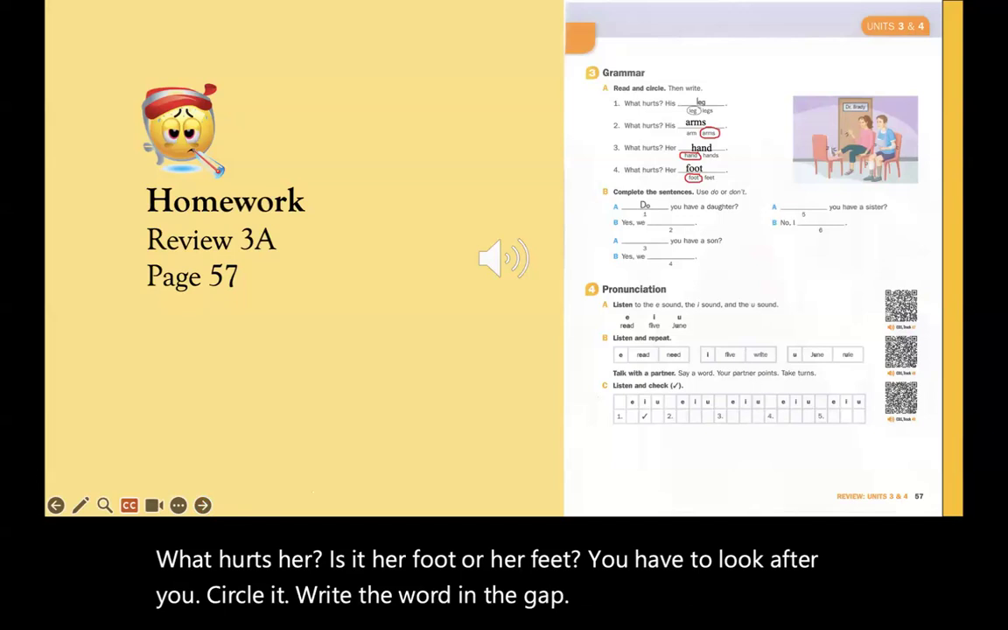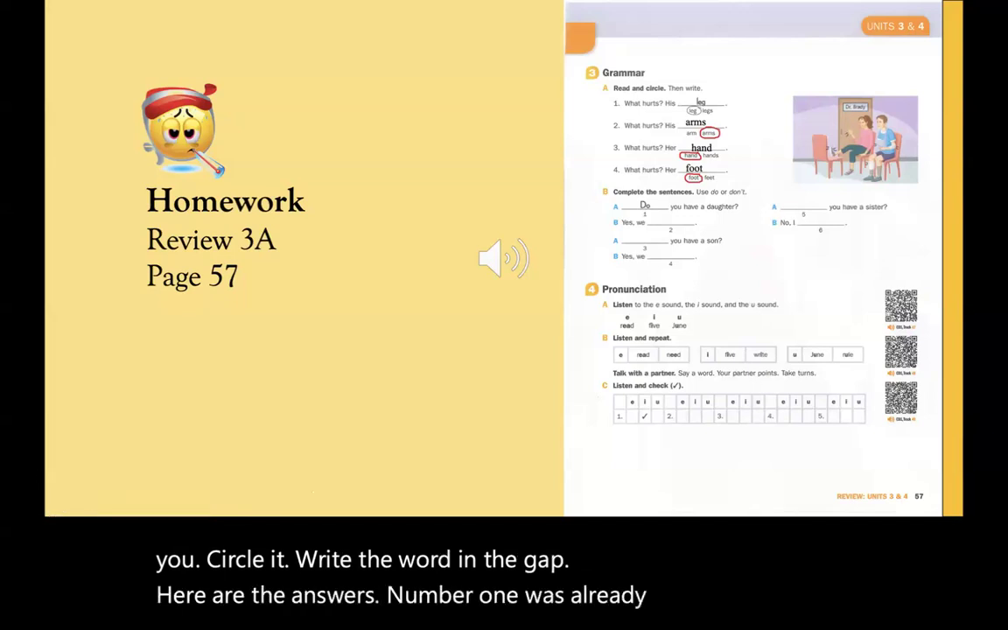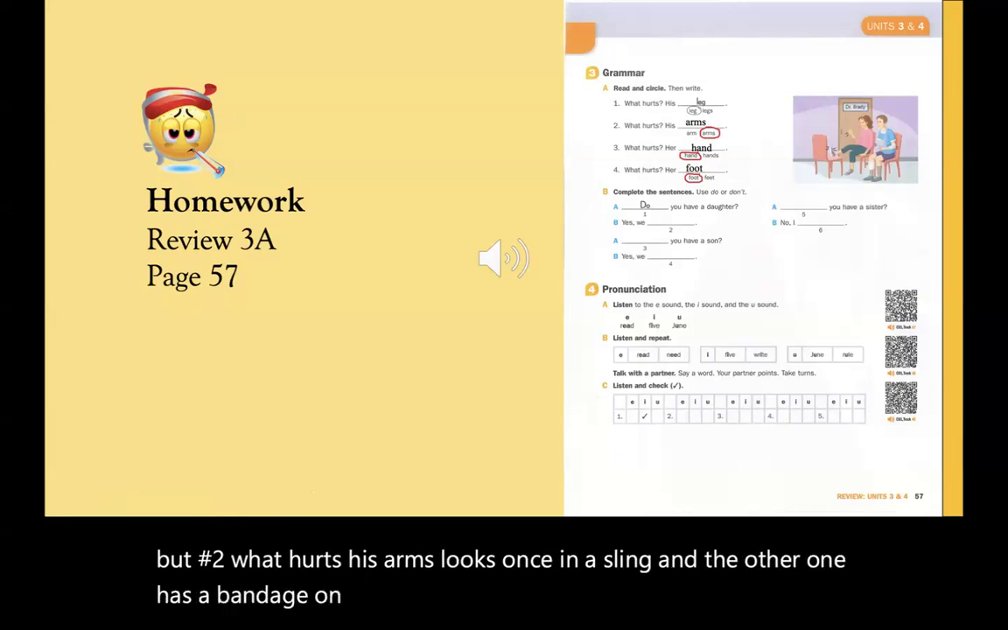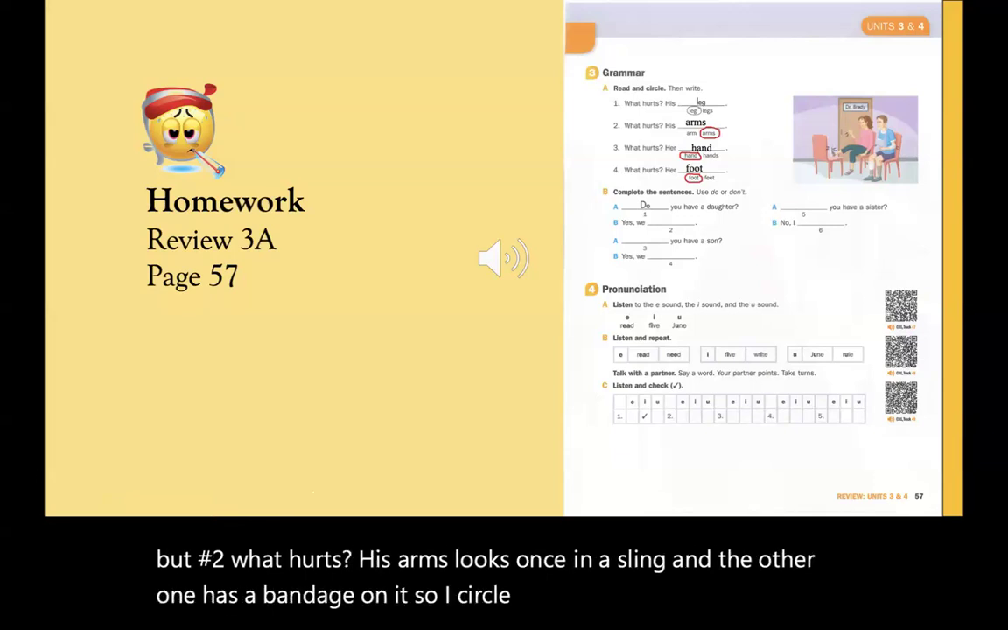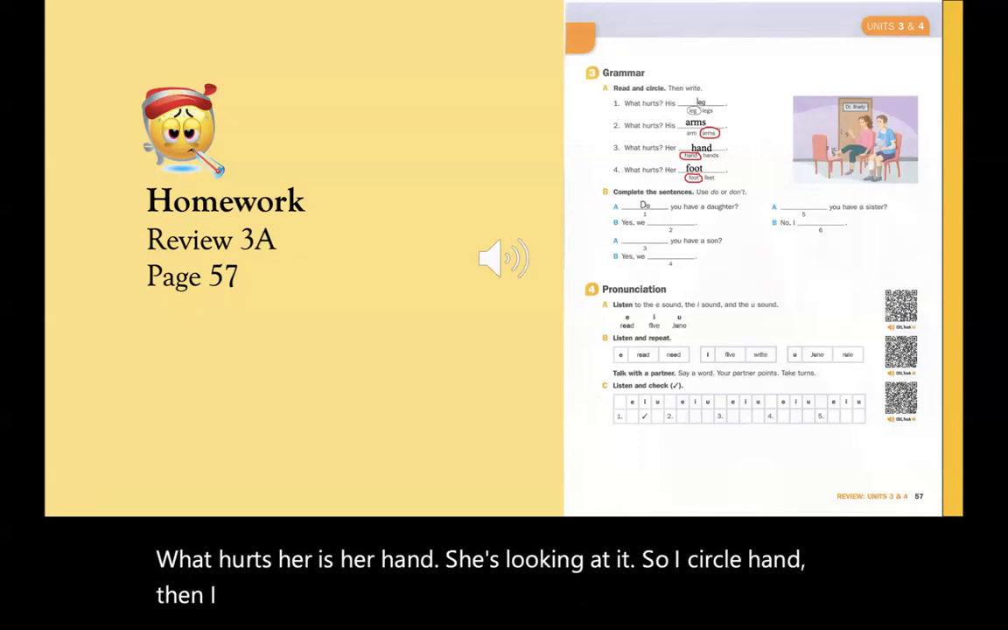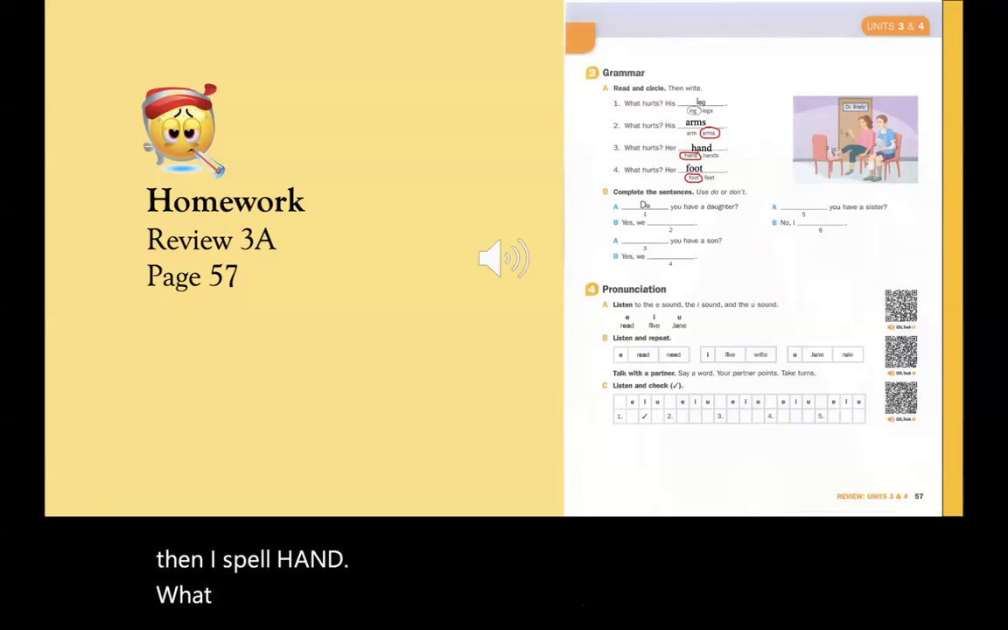Here are the answers. Number 1 was already completed for us, but number 2, what hurts his arms? Look, one's in a sling and the other one has a bandage on it. So I circle arms and I write ARMS. What hurts her? It's her hand. She's looking at it. So I circle hand, then I spell HAND. What hurts her? Well, it's just one, so it's her foot. FOOT.